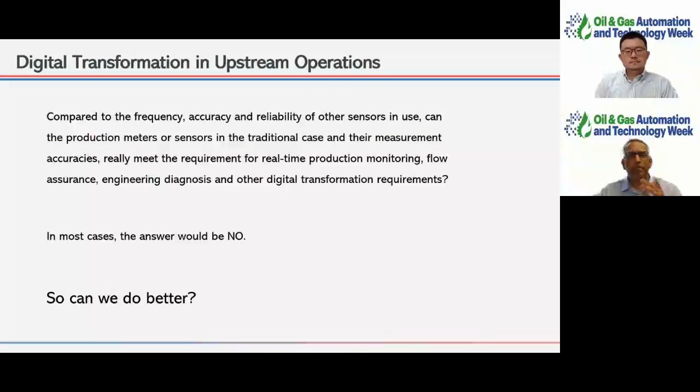So when you look at the frequency, the accuracy, and reliability of the other sensors that we use on our wellheads and in our oil fields, can the production meters or the sensors in the traditional case, and the measurement accuracies when we're talking about a three-phase separator, really meet the requirement for real-time production monitoring, for flow assurance, for diagnosis, and the other digital requirements that we're talking about on this forum?